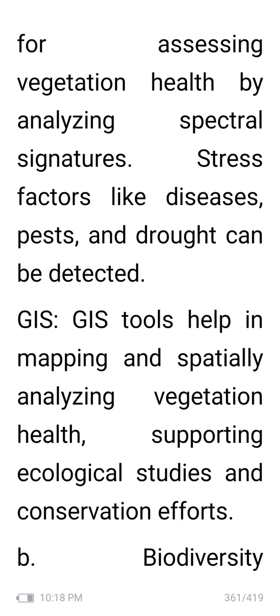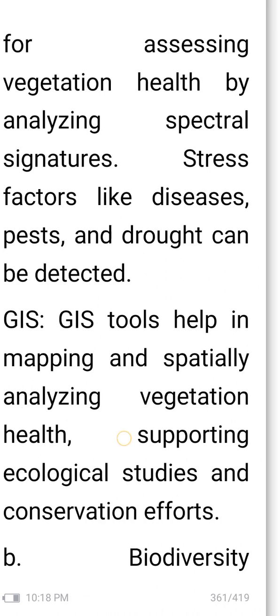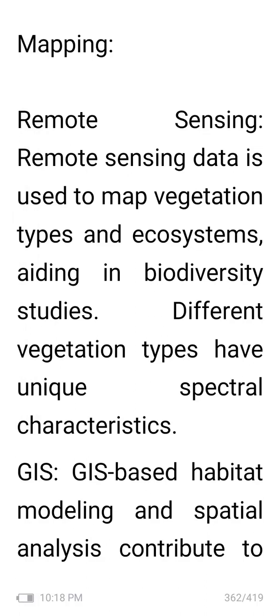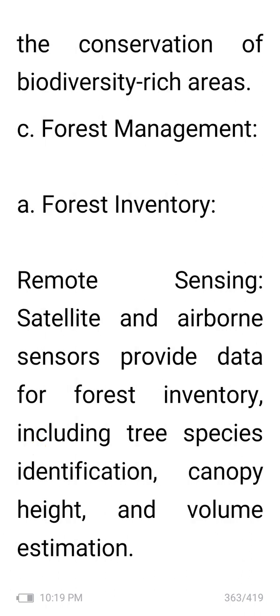Then GIS tools help in mapping and spatially analyzing vegetation health, supporting ecological studies and conservation efforts. So, biodiversity mapping: remote sensing data is used to map vegetation types and ecosystems, aiding in biodiversity studies. Different vegetation types have unique spectral characteristics. GIS-based habitat modeling and spatial analysis contribute to the conservation of biodiversity-rich areas.